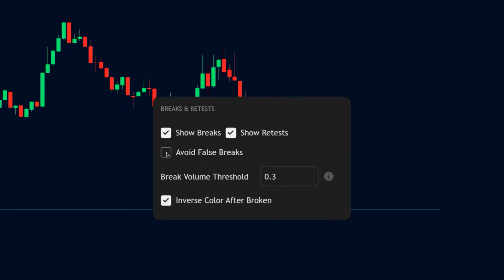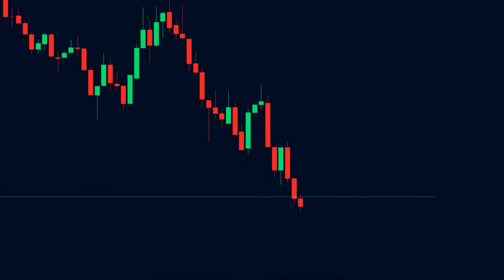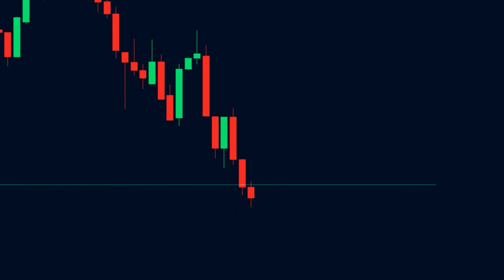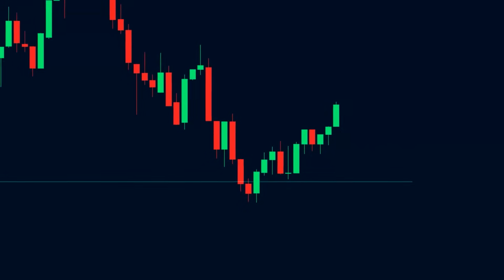There's also an avoid false break setting. When enabled, the indicator checks breakout volume against average volume. If the breakout doesn't occur with enough volume, it's ignored. This filters out weak breakouts that trap traders.